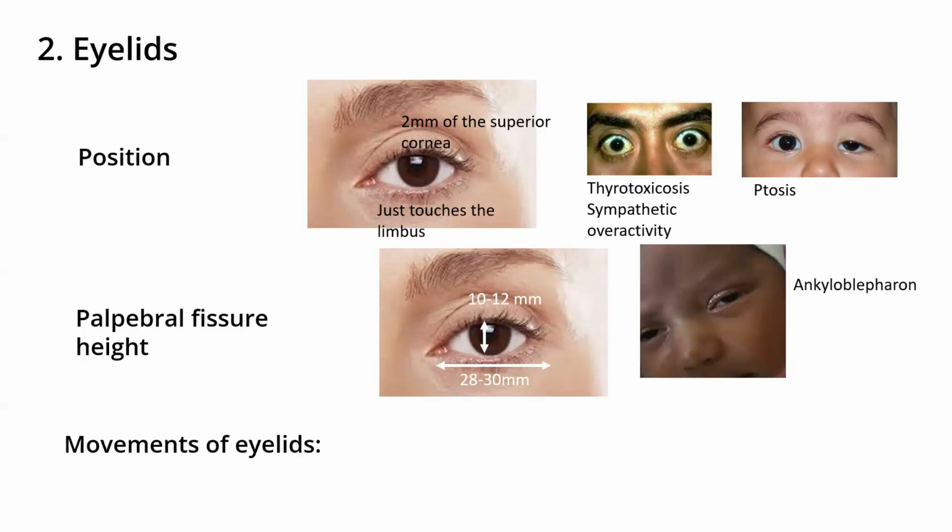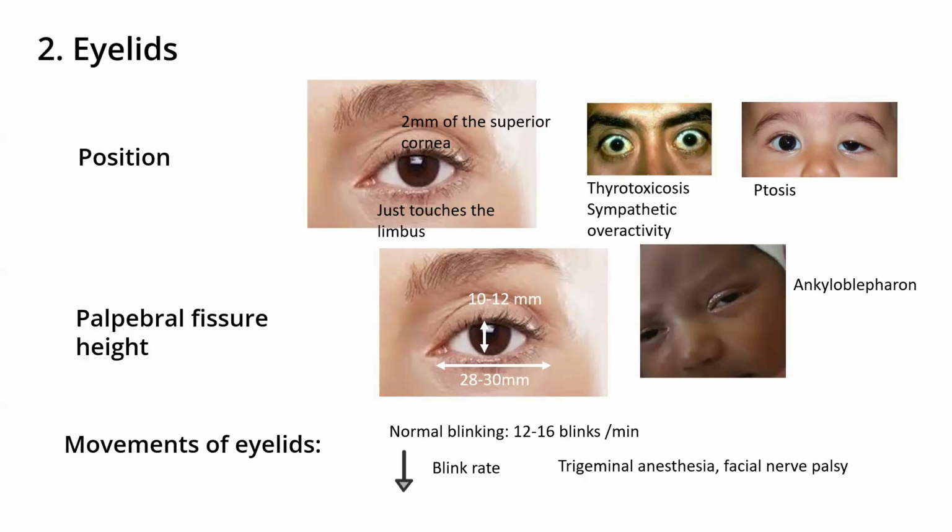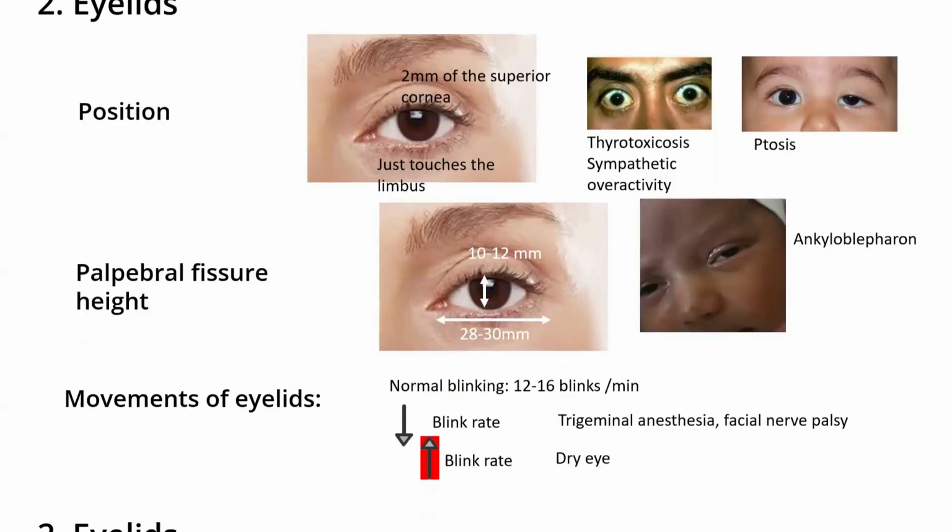Now coming to movements of the eyelids, these are things that you will observe. The normal blink rate is around 12 to 16 blinks per minute. The blink rate is reduced in cases of trigeminal anesthesia and facial nerve palsy. It is increased in dry eye. So these also you can make out by looking at the eyelids.